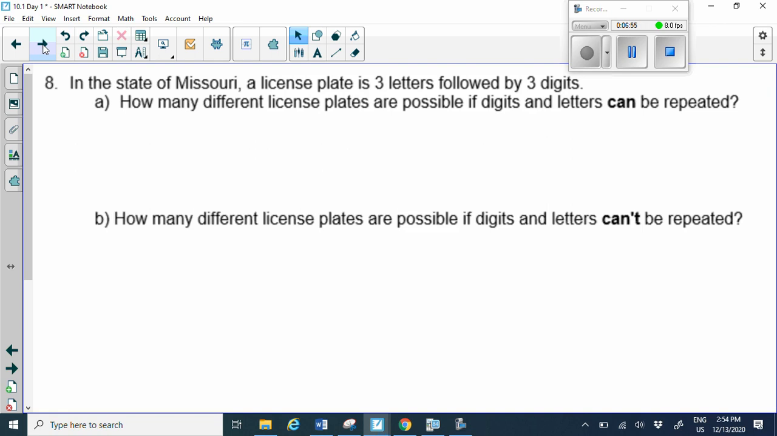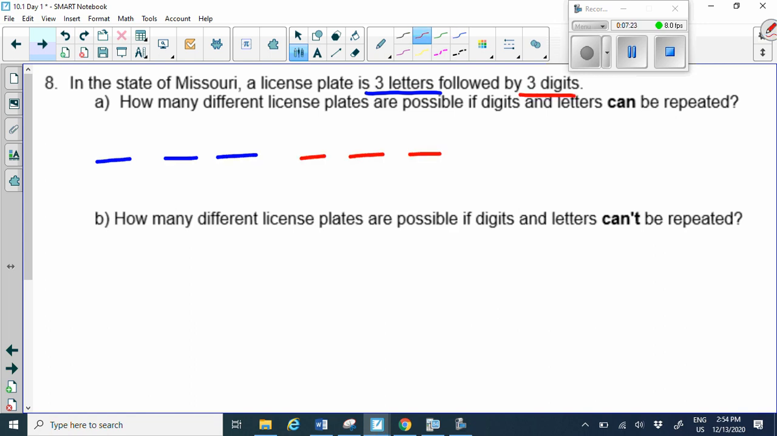Okay, so now in the state of Missouri, a license plate is 3 letters followed by 3 digits, which is true there. So how many different license plates are possible if digits and letters can be repeated? So this is kind of similar to what we have done so far in the past few problems. Okay, we have 3 letters, so I have 1, 2, 3, and then 3 digits, 1, 2, 3.